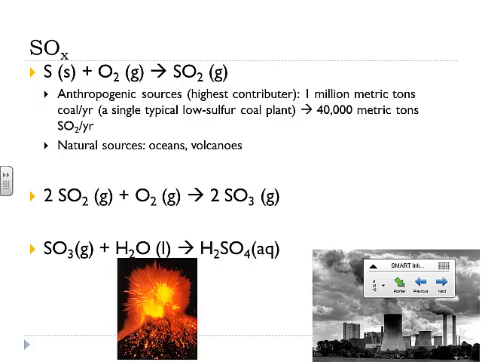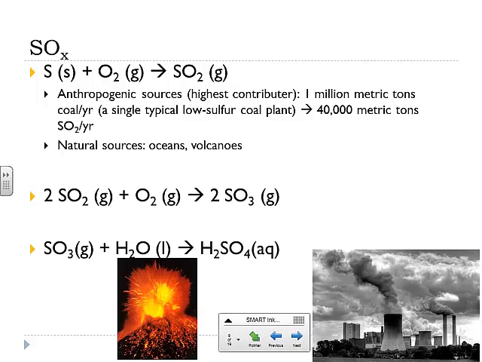So why is that bad? Let's look at the SOXs first. So remember, when we burn coal, there's some sulfur in coal, and that sulfur combines with oxygen when you burn it and makes SO2, and that's an acid anhydride. The anthropogenic sources, the human-generated sources, are the highest contributions, and we get about 1 million metric tons of sulfur per year that's burned out, and that's 40,000 metric tons of SO2 per year.